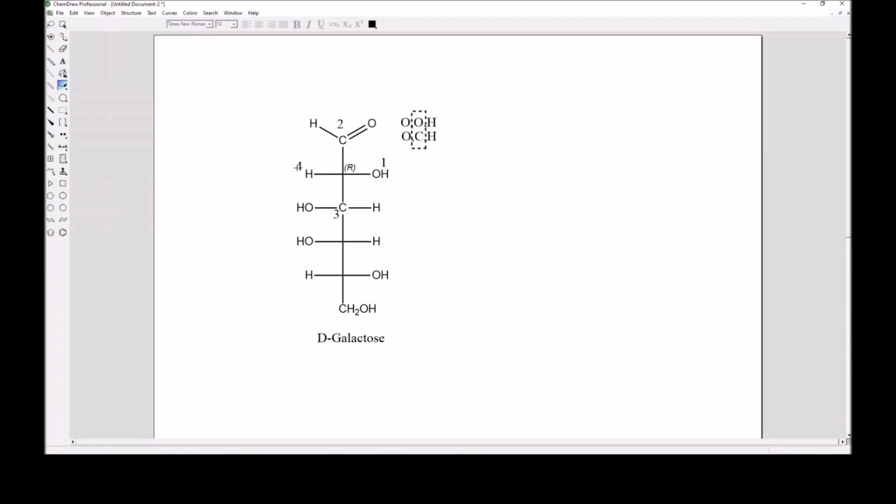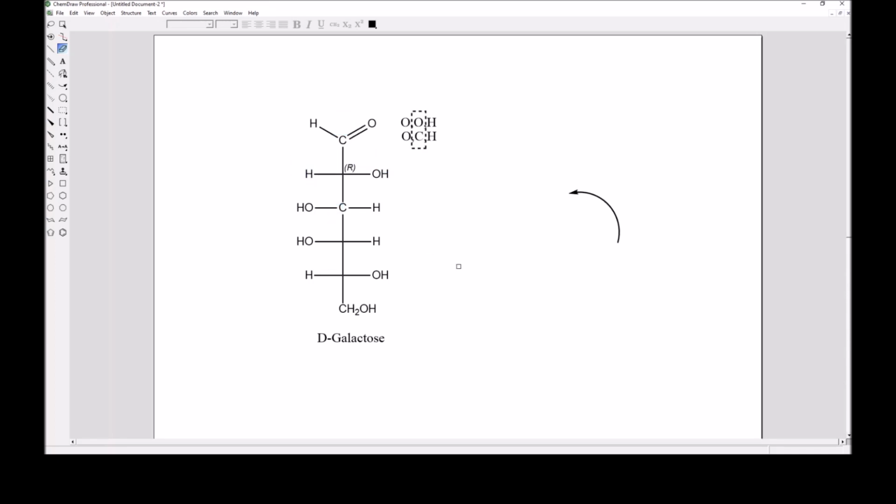And we're going to go from the highest priority, the oxygen, to the second highest priority, to the third highest priority, and this looks like it's rotating in a counterclockwise fashion. Okay, things that rotate like this are counterclockwise, and they should be S. And so why is it R? Well, that's the goofiness of Fischer projections for chiral centers.